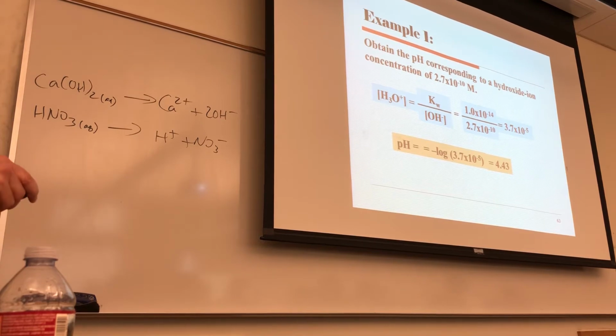Like I said, the alternative way to do this would be to get the pOH, so this would be the pOH of the negative log of this, and then say 14 minus that gives me the pH. That'd be the alternative way. It doesn't really matter which one you do.